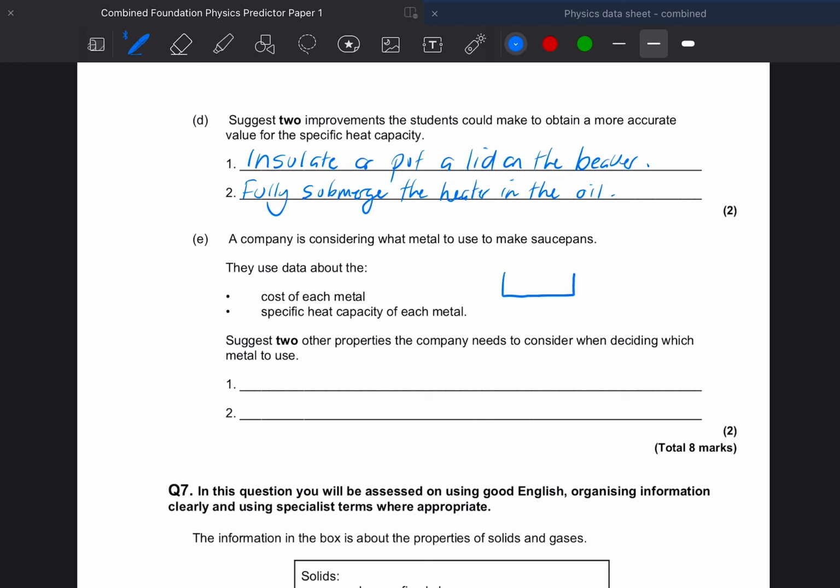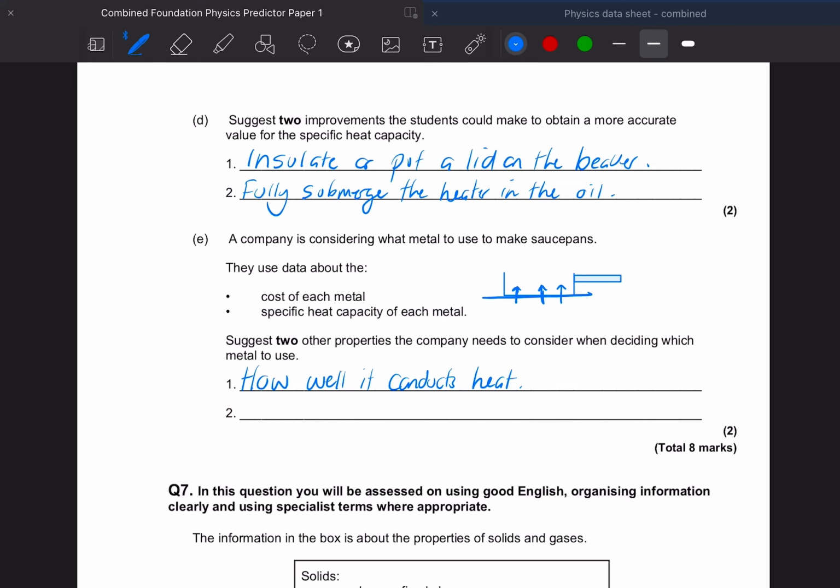So when we get a pan, and we put it on top of a hob, like this, and the heat transfers up, what do we want that pan to actually do? Well, we want it to heat up quickly, so we want it to conduct heat well. So we can add that as an answer. So how well it conducts heat. So the better conductor, the better.